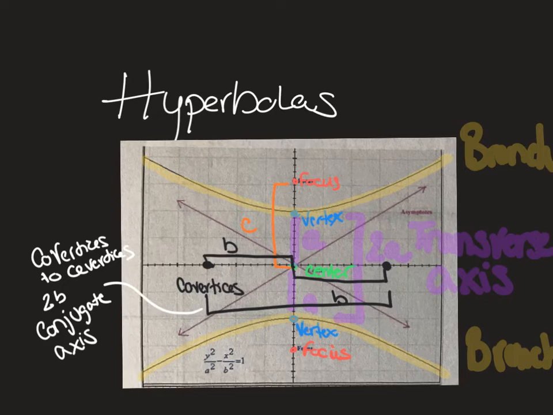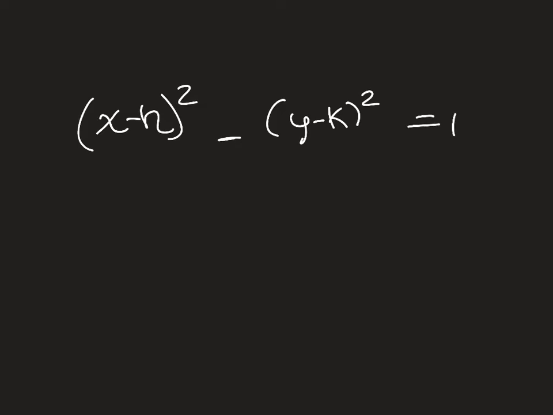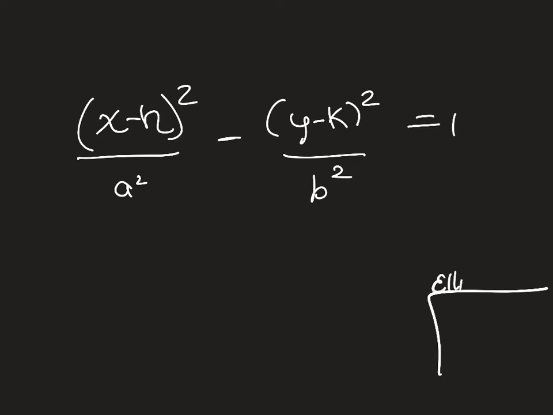Okay, so let's talk about some formulas. So we have a formula of the hyperbola, x minus h squared, and there's a minus sign in the middle, y minus k squared equals 1. It looks a lot like the ellipse. And here's a squared and b squared. In the ellipse, a will always be bigger than b. That's not true for the hyperbola. For the hyperbola, it doesn't matter who's bigger, a or b.